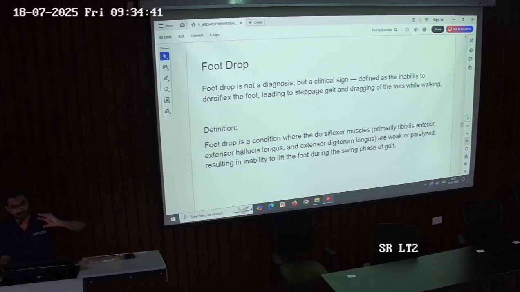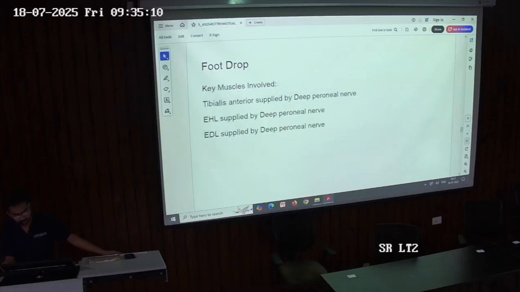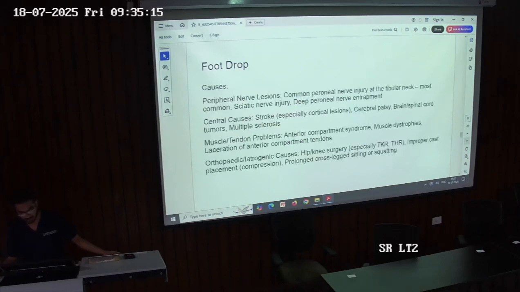Now we'll discuss foot drop in general and then we'll wind up the class. Foot drop is not a diagnosis as such, it is a clinical sign defined as the inability to dorsiflex the foot, leading to steppage gait and dragging of the toes while walking. Foot drop is a condition where the dorsiflexor muscles, primarily tibialis anterior, extensor hallucis longus and extensor digitorum longus, are weak or paralyzed, resulting in inability to lift the foot during the swing phase of gait. Key muscles involved: tibialis anterior, EHL and EDL.